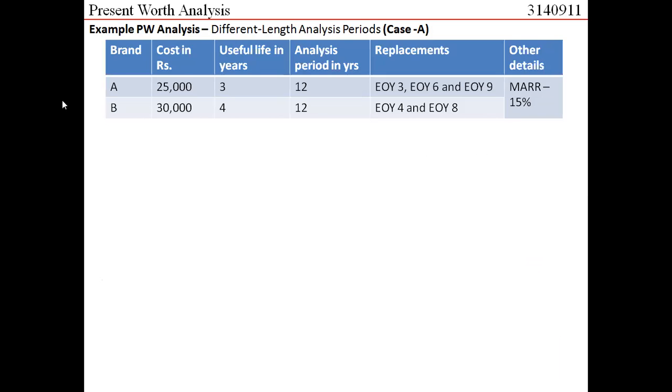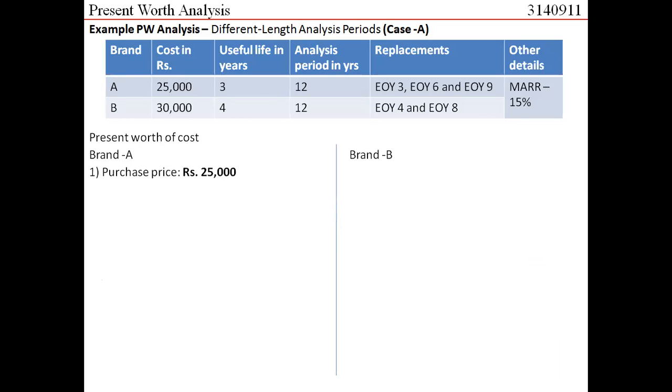So from this data, we are supposed to identify what is a better alternative, whether to go for the machine from brand A or the machine from brand B. Let us try to calculate the present worth of cost for each of them. Let us start with the present purchase price. In any case, if I purchase the brand A machine, I am supposed to pay 25,000.